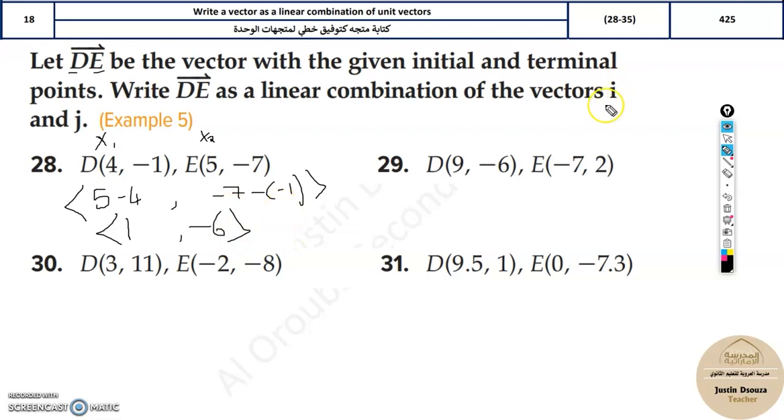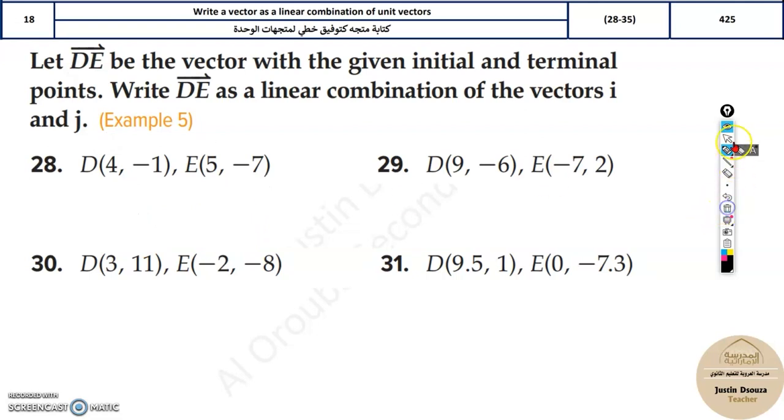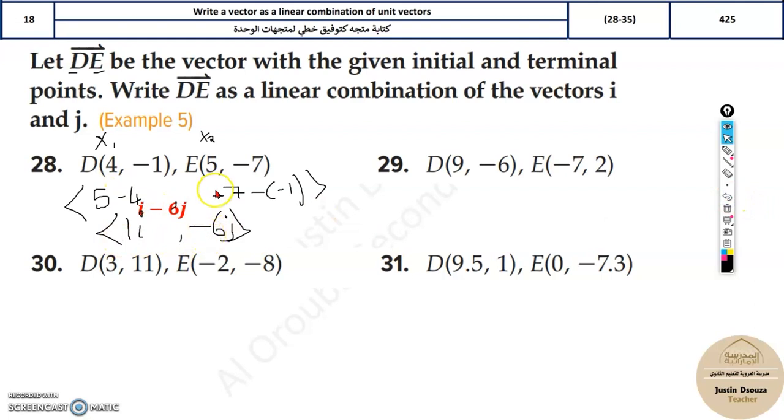If you want to write it as vectors of i and j, all you need to do is add i and j over here without the brackets. So what it would mean is i minus 6j, because we got 1 and minus 6. 1 and minus 6, that's it.